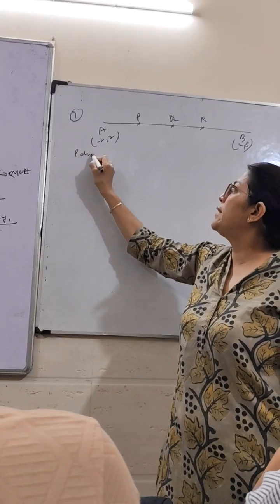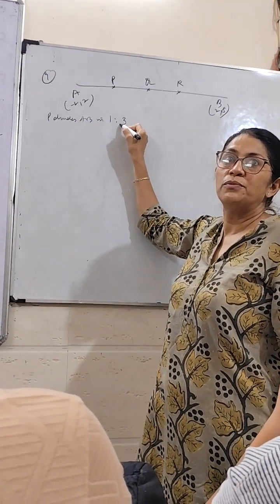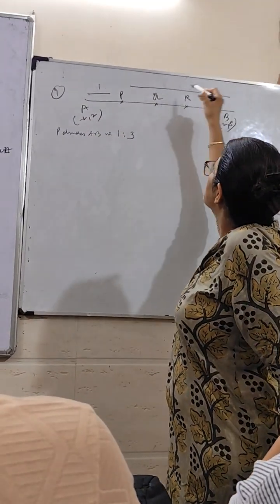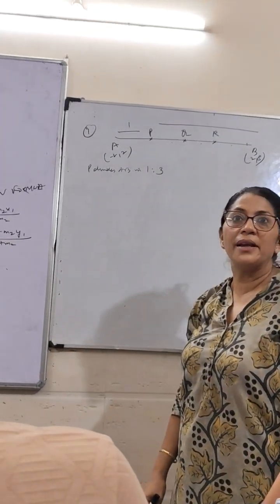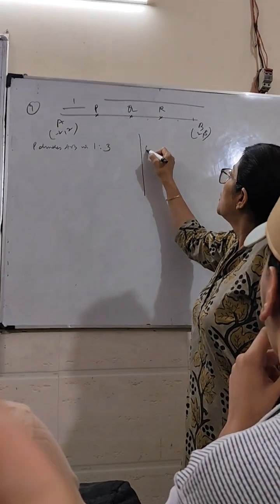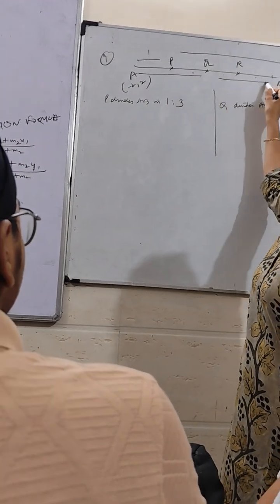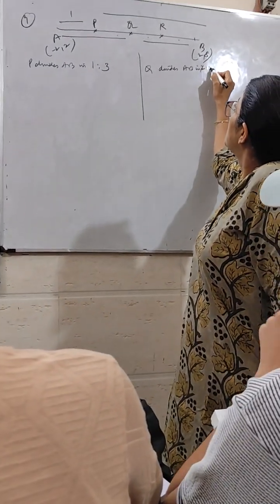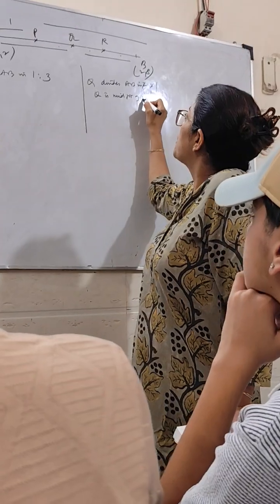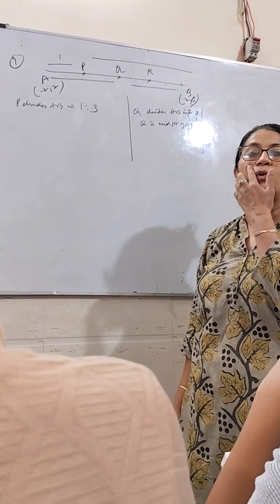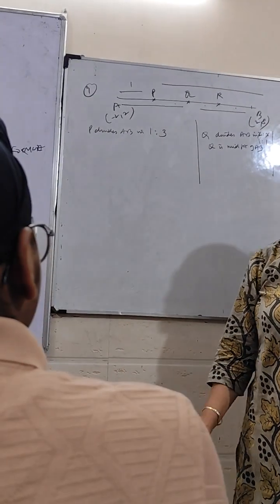P divides AB in 1:2. This is 1 part and how many parts are this? 1, 2 and 3. बोलिए ठीक है. P divides AB in 1:2. Q divides AB in how many parts are this? 2, 2. 2:2 means what? So you can say Q is the midpoint of AB. 1:1 means 2 equal parts. So instead of using section, you can use directly midpoint formula.